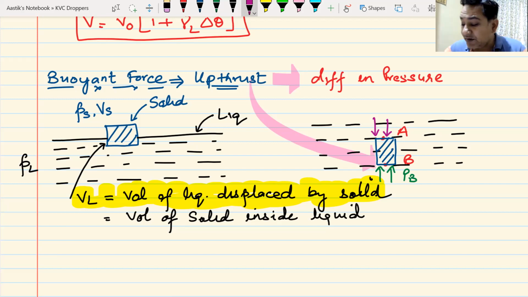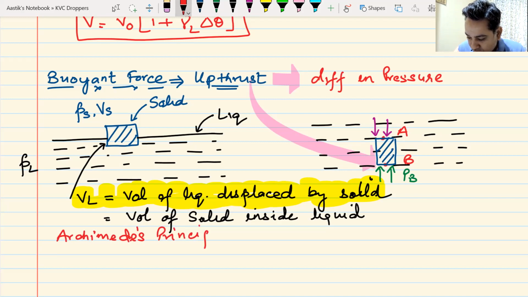Now comes the Archimedes principle. Do you know what Archimedes principle is? What is Archimedes principle? Volume displaced is equal to density of liquid into mass into gravity. No, that is not Archimedes principle.